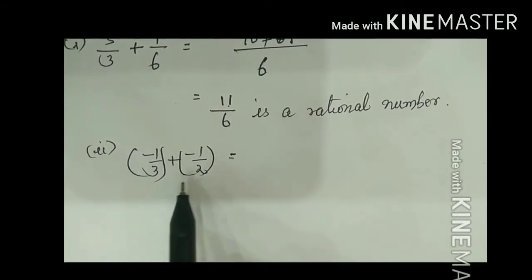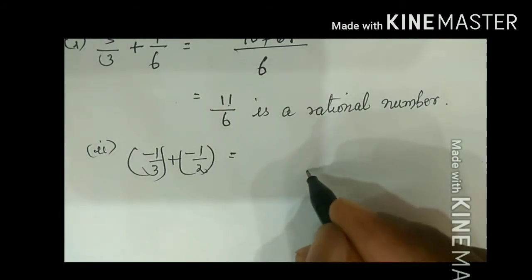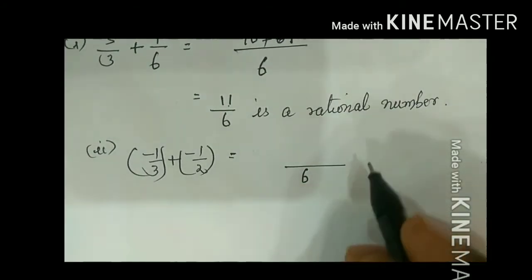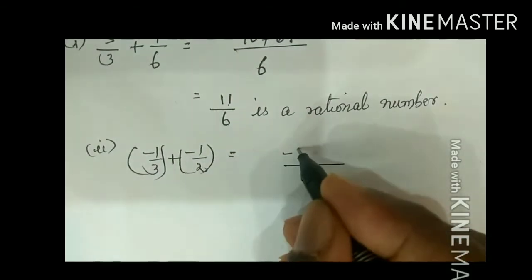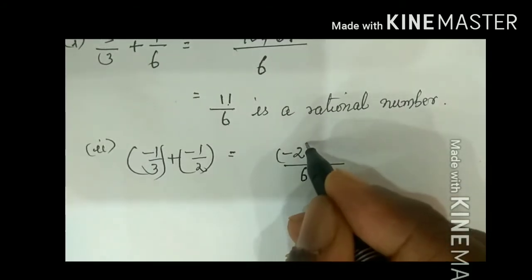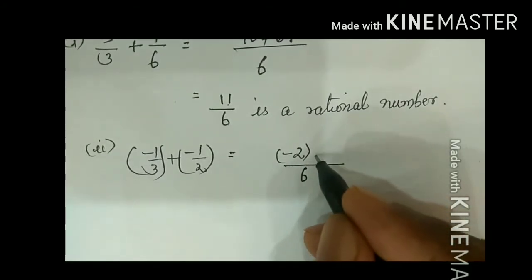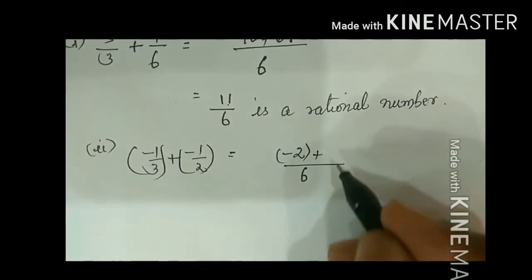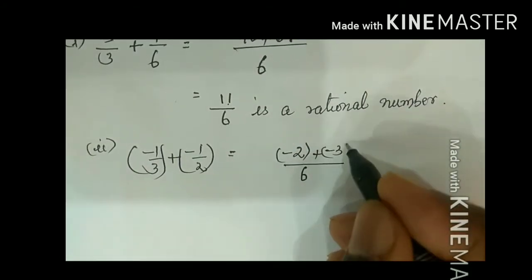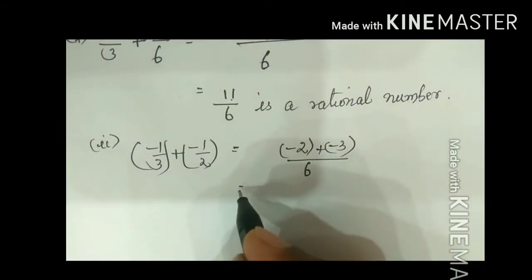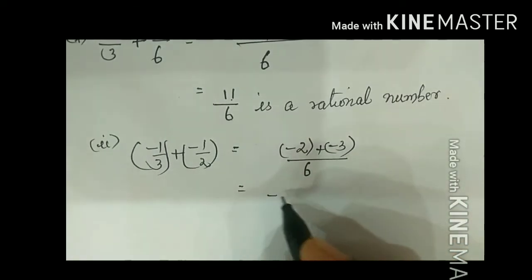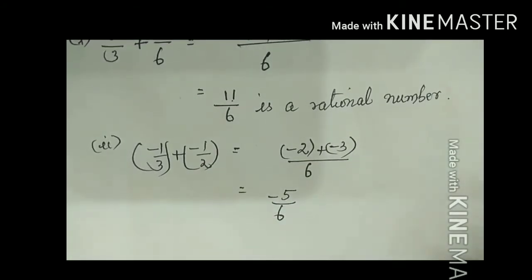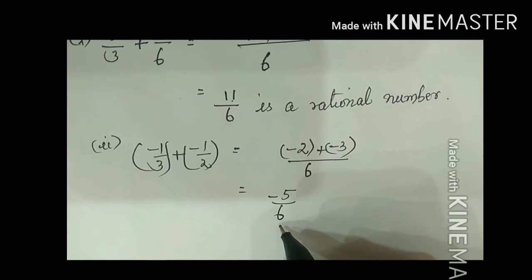Here it is minus 1 by 3, next is minus 1 by 2. So the LCM is 6. So here it is 6, 2, then minus 2. Since it is a negative number, let me put it in brackets, plus here 3 2s are 6, minus 3. So on adding, we get minus 2 plus minus 3, that is minus 5 by 6.